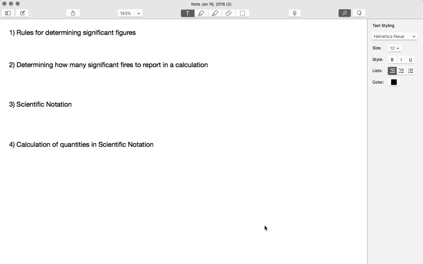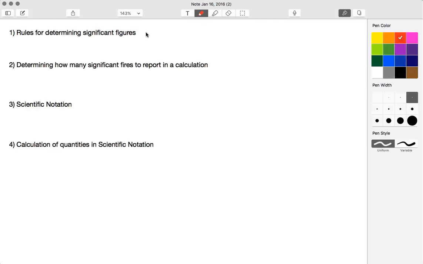So the things we're going to go over today are the rules for determining significant figures, and I'll talk a little bit about what significant figures are exactly. Once you know how many significant figures there are, we'll talk about how to handle calculations. Since it's closely related, we're going to talk about scientific notation, and calculation of quantities.